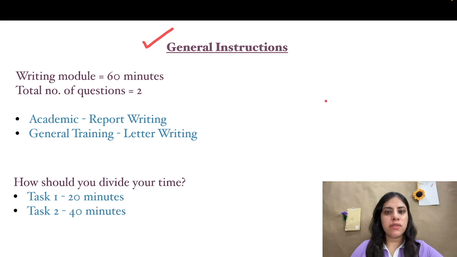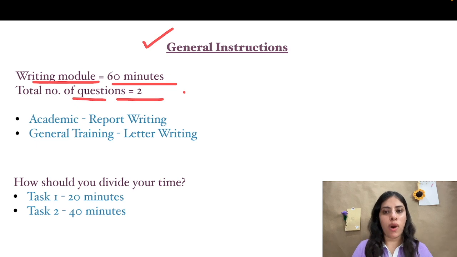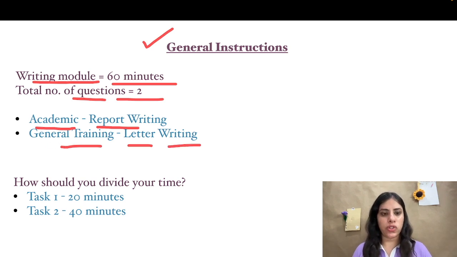First of all, some general instructions: in the writing module you are given 60 minutes, and in these 60 minutes you have to complete two tasks. Your task 1 is a report writing or letter writing depending on the type of examination you're going for, and your task 2 is an essay writing question. As I mentioned, in the academic examination, your task 1 is a report, and in your general training exam, your task 1 is a letter writing question.